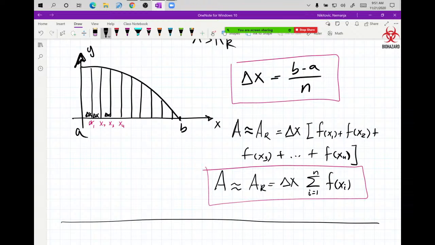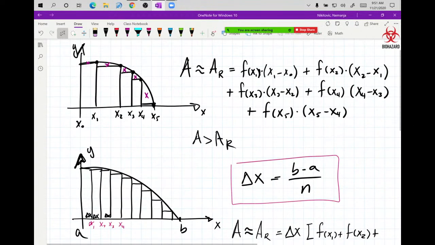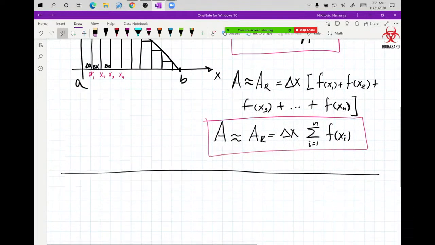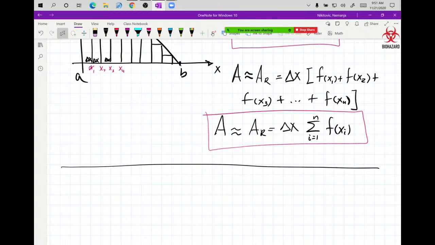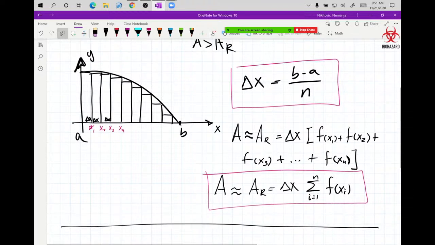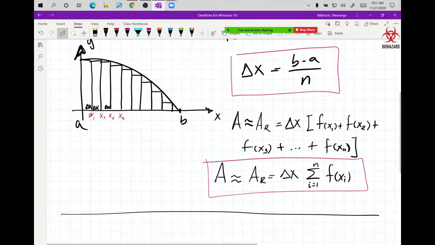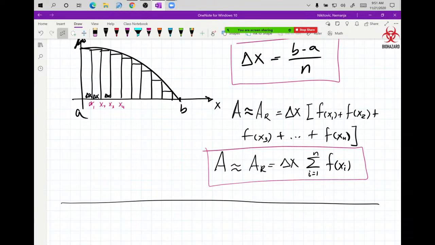because right, when I draw my rectangles on this one, you see that these are very tiny errors in comparison to what you had in the picture above. So more rectangles, less error. That is the rule. Now what you also see is that more rectangles means that this delta x becomes thinner and thinner and thinner.